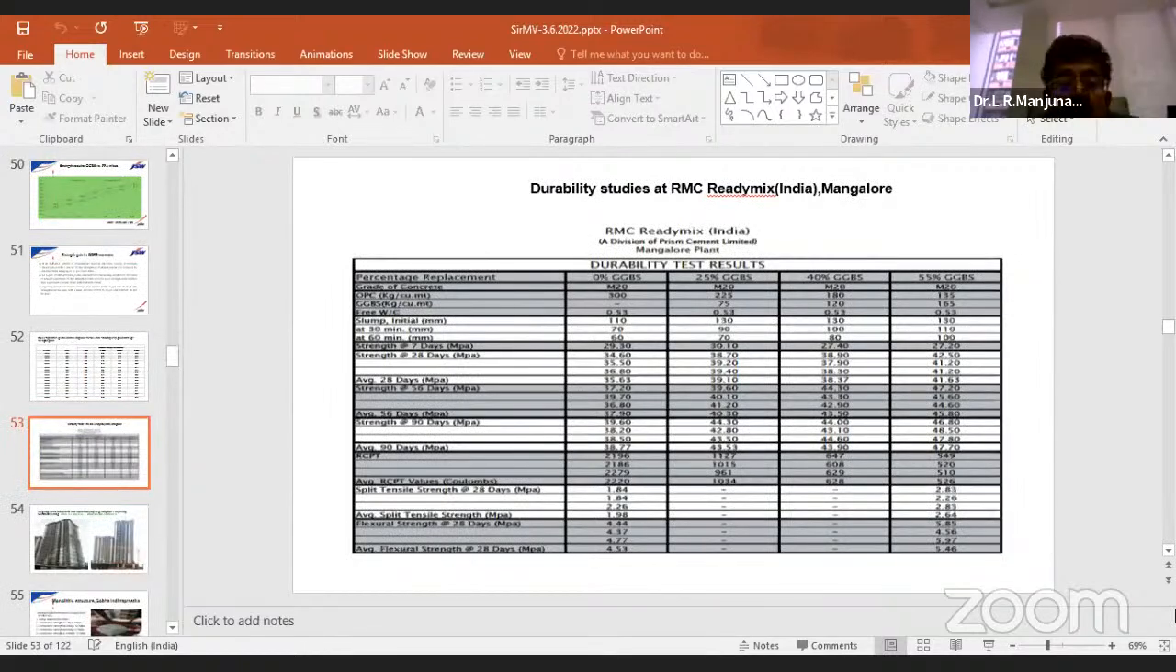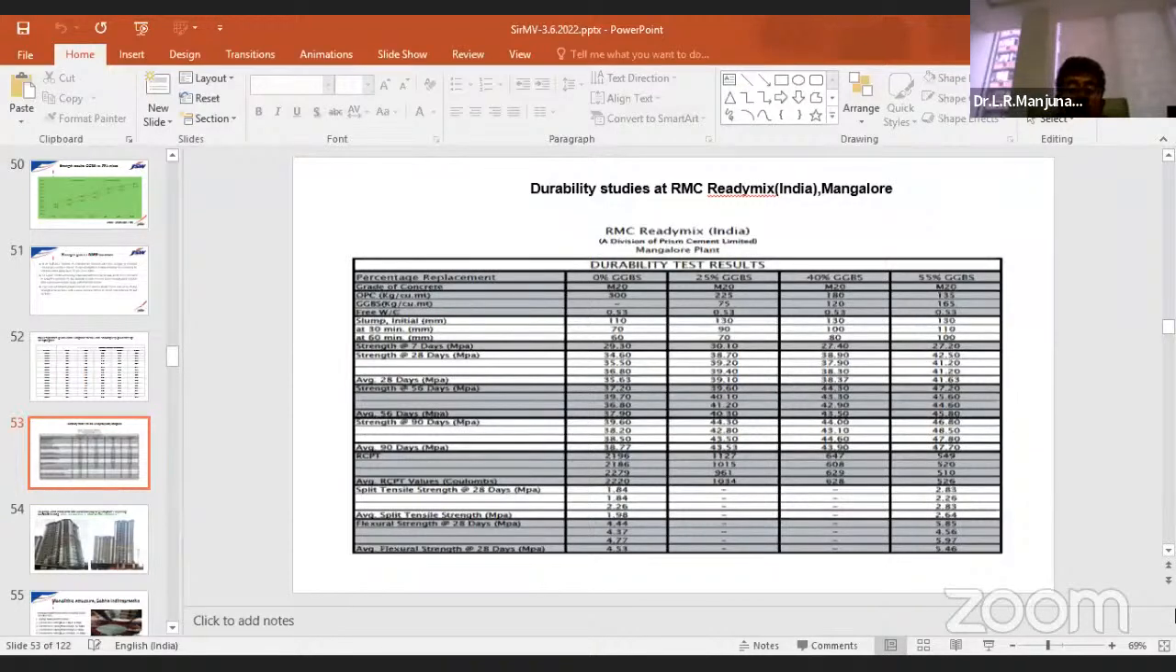Similarly, we have done durability studies also. Durability study means RCPT value. I think you may not be able to see this completely because the numbers are very small. What has happened is that without GGBS, the RCPT value was 2,220, which has become 1,034 with 25% GGBS, 628 with 40% GGBS, and 526 with 55% GGBS. So as we increase the percentage of GGBS, the RCPT value is coming down. That is the beauty of GGBS.